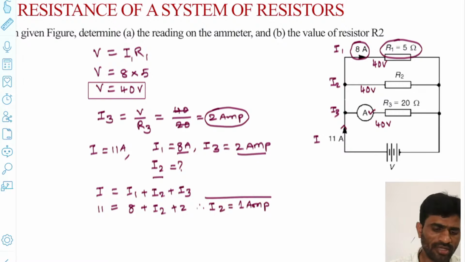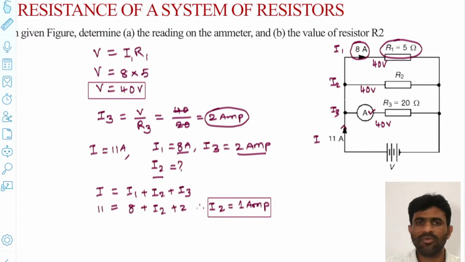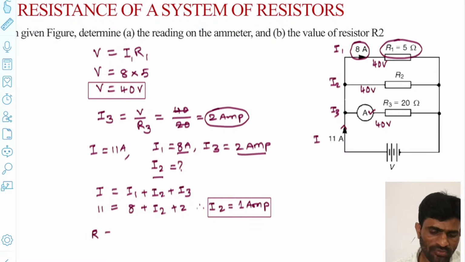When I2 is 1 ampere, can we find out what is R2? How can we find it? Okay, I will explain. R2 is equal to V by I2.